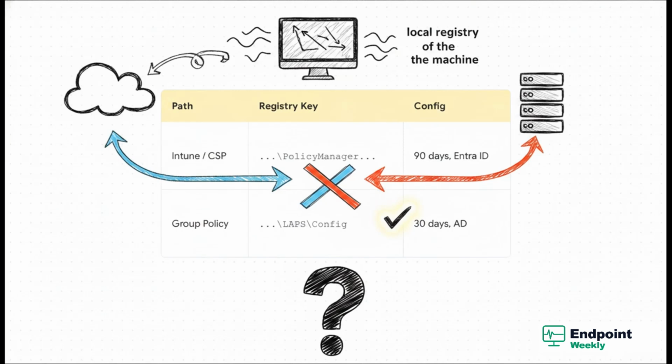To put this into perspective, let's look at the technical reality going on directly in the local registry. We literally have two distinct locations competing for dominance here. The Intune CSP is writing to the PolicyManager current device LAPS key, maybe telling the device to rotate every 90 days and back up to EntraID. Meanwhile, Group Policy is writing to the Windows current version LAPS config key, demanding a 30-day rotation and an Active Directory backup. Two totally different settings sitting side by side on the exact same endpoint, but only one is authoritative.